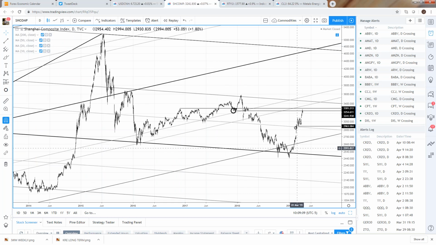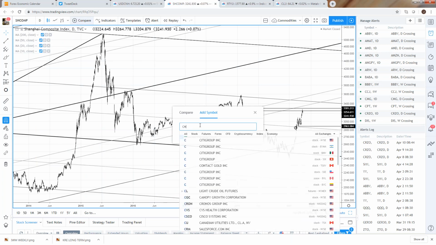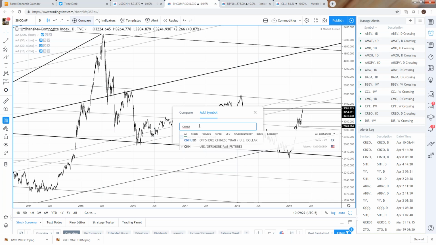Again, Shanghai Composite, and let's just put the yuan up there. We'll do CNH USD.